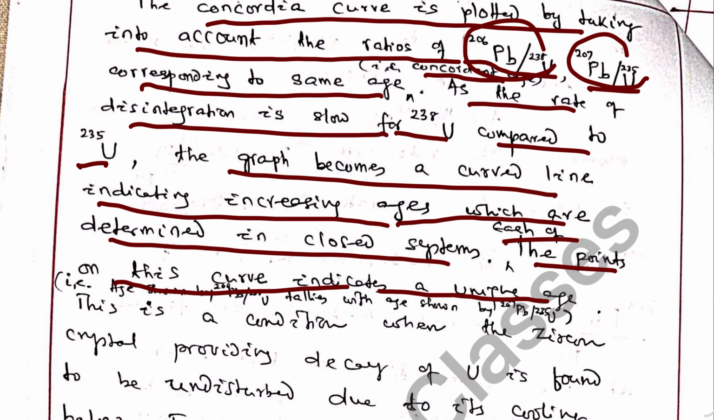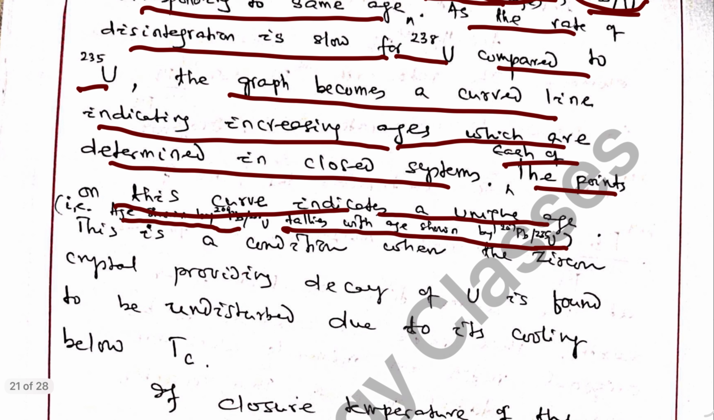So the age shown by Pb206 by uranium 238 tallies with the age shown by Pb207 by uranium 235. Both the values tally. Then the point is marked on the graph. That's why the age is called concordant. The curve is called the Concordia curve.